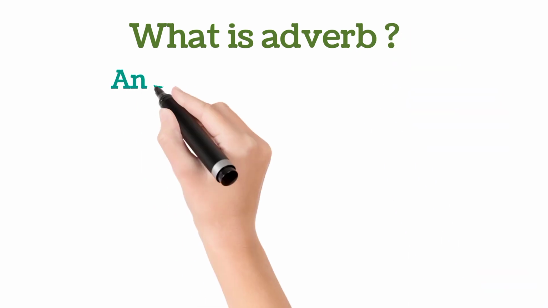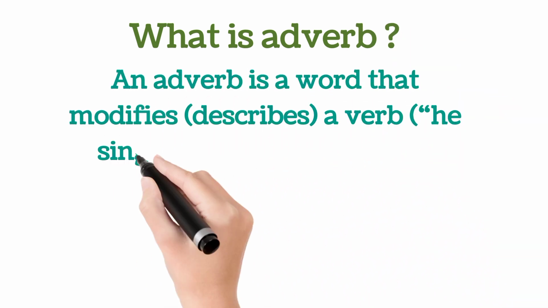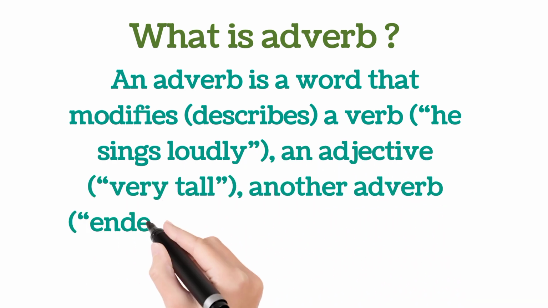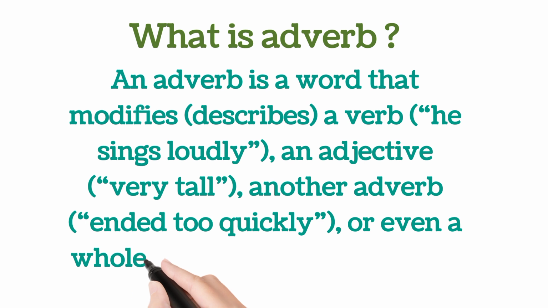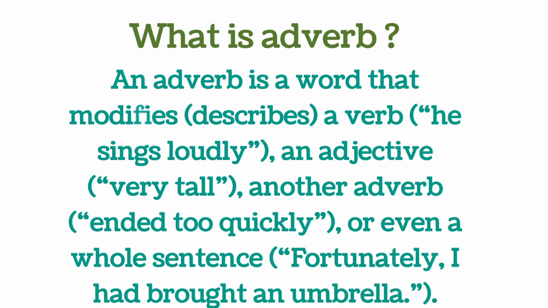What is an adverb? An adverb is a word that modifies or describes a verb. He sings loudly. An adjective: word, talk. Another adverb: ended too quickly, or even a whole sentence. Fortunately, I had brought an umbrella.